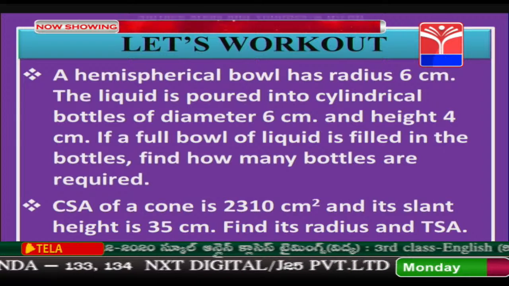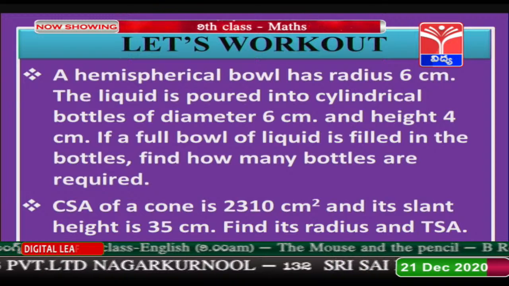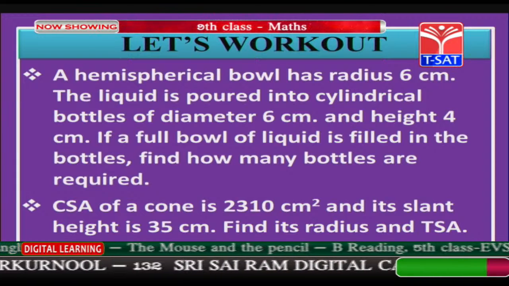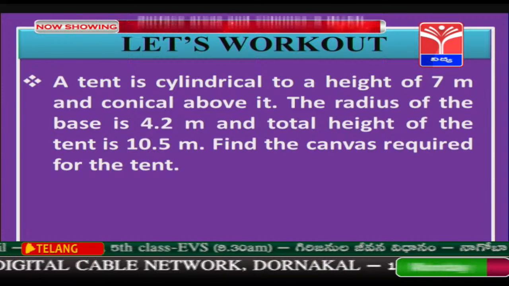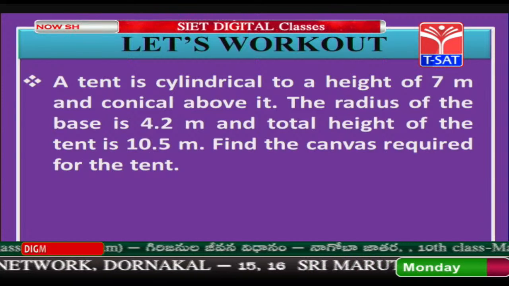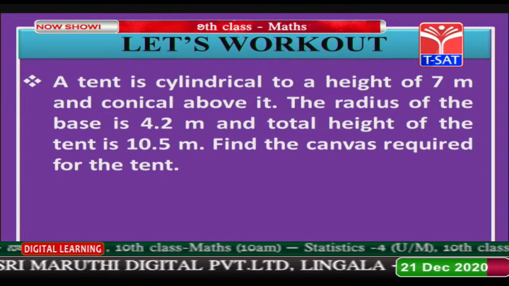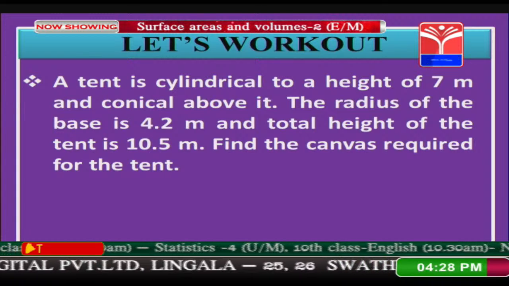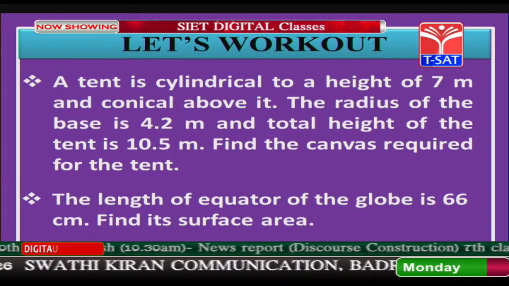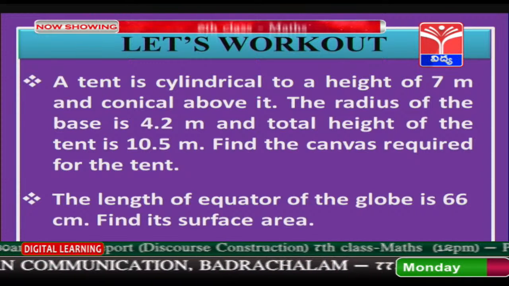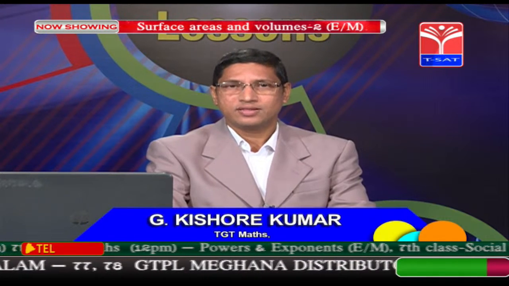CSA of a cone is 2310 centimeters square and its slant height is 35 centimeters. Find its radius and TSA. The tent is cylindrical to a height of 7 meters and conical above it. The radius of the base is 4.2 meters and total height of the tent is 10.5 meters. Find the canvas required for the tent. The length of equator of the globe is 66 centimeters. Find its surface area.